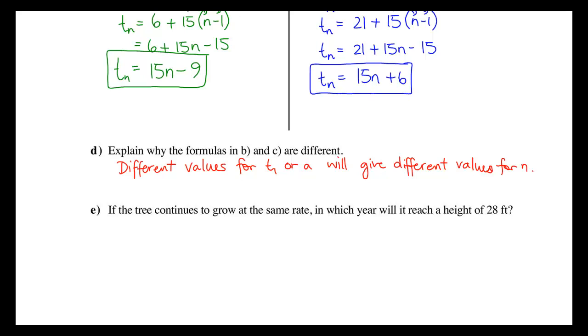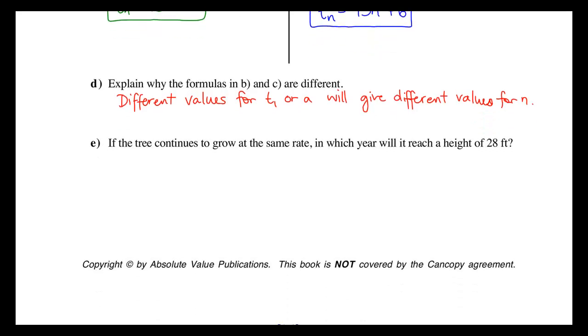Part E, if the tree continues to grow at the same rate, in which year will it reach a height of 28 feet? So using Joel's method, I've got 28 feet. I need to change that into inches. So I need to multiply that by 12, which is going to give me 336 inches.